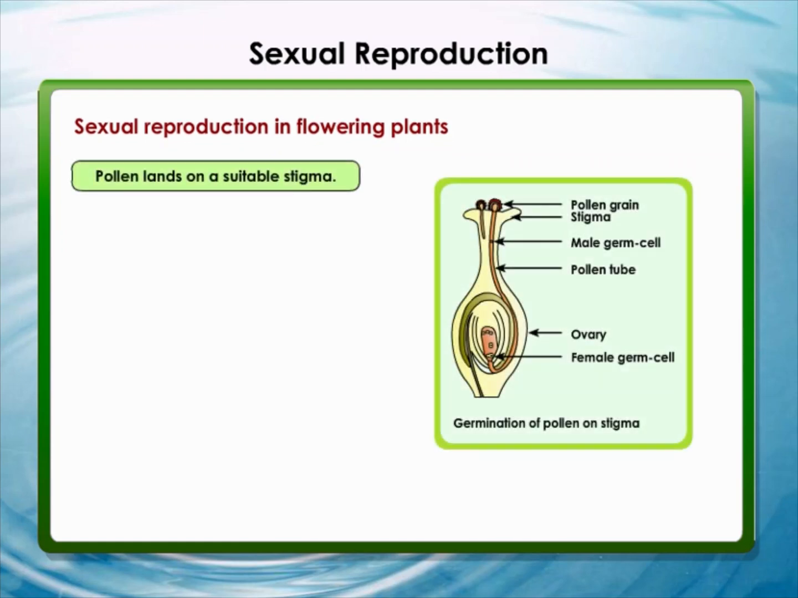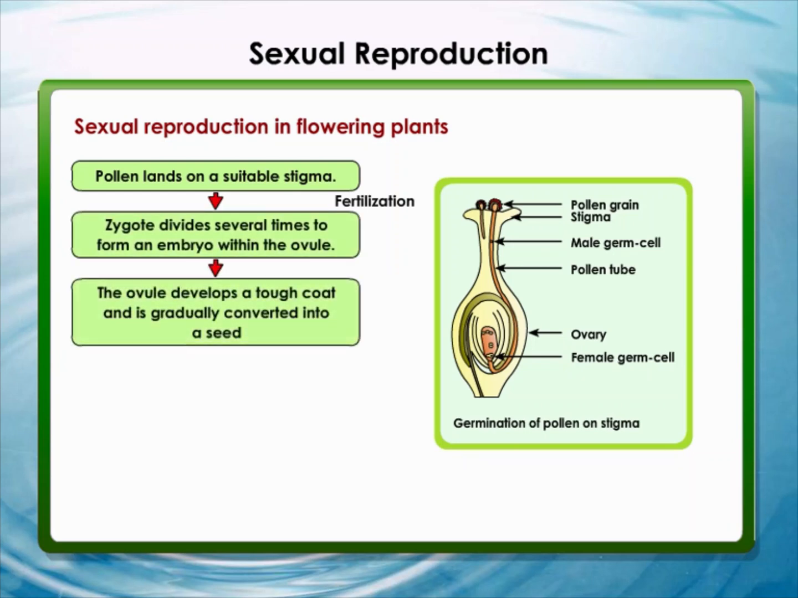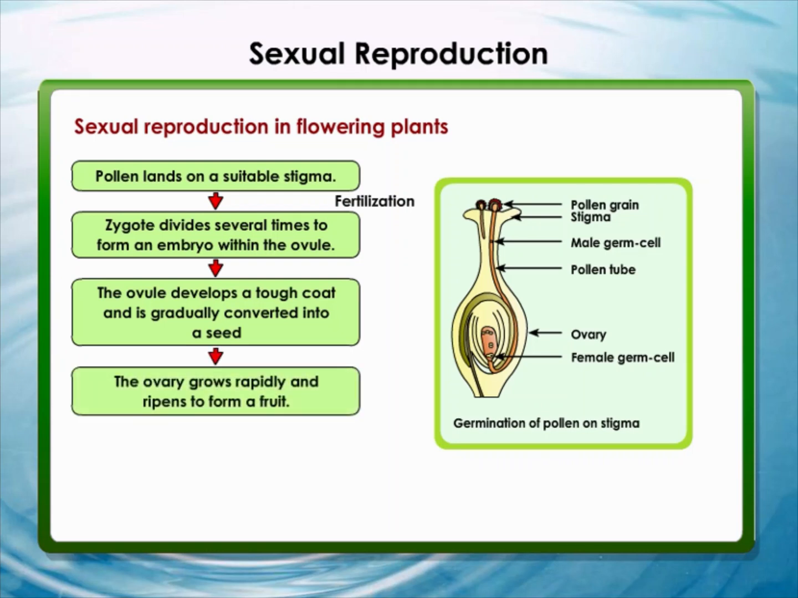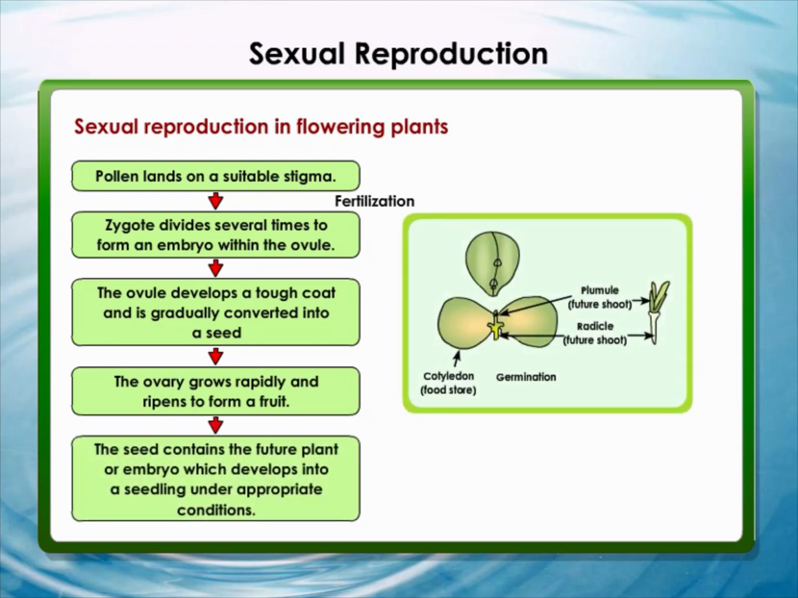After the pollen lands on a suitable stigma, it has to reach the female germ cells, which are in the ovary. For this, a tube grows out of the pollen grain and travels through the style to reach the ovary. After fertilization, the zygote divides several times to form an embryo within the ovule. The ovule develops a tough coat and is gradually converted into a seed. The ovary grows rapidly and ripens to form a fruit. The seed contains the future plant or embryo, which develops into a seedling under appropriate conditions. This process is known as germination.